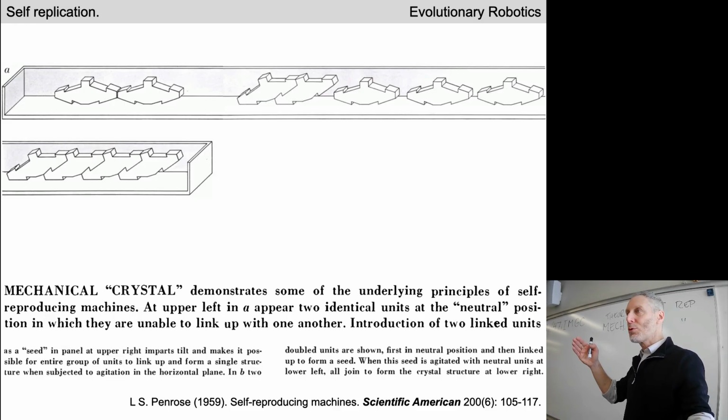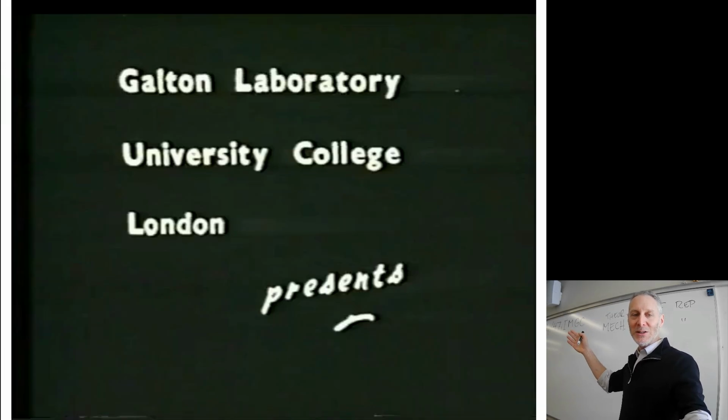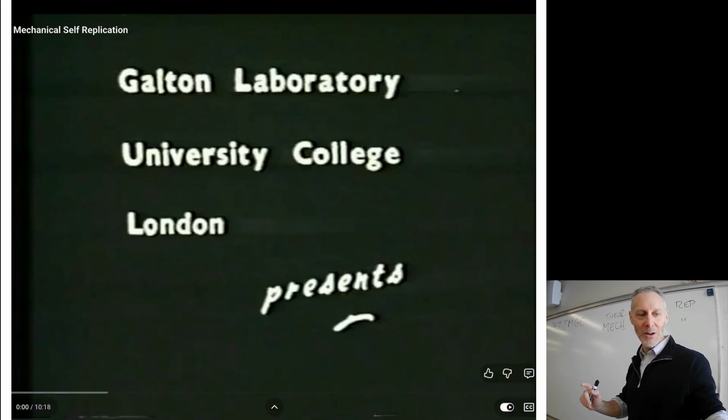In the paper, they go through a series of more and more complex illustrations of more complicated wooden blocks, which eventually don't just grow, but also self-replicate. But rather than looking at the images, let's watch the actual video from the 50s. Here we go.